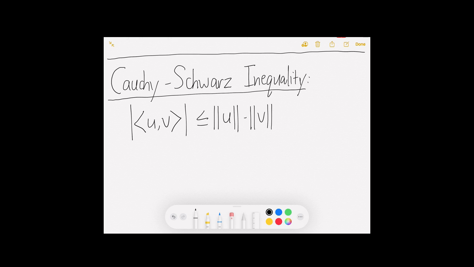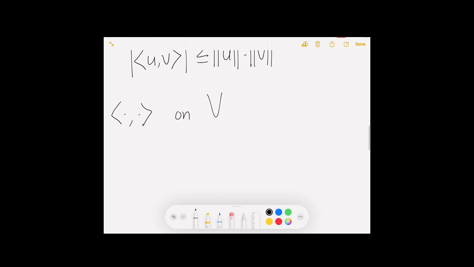An important consequence of this would be, let's say that we have some inner product on a vector space V. And for the purposes of this video, let's assume that V is either a real or complex vector space. We can actually go ahead and define a norm on V by setting the norm of v to be equal to the square root of the inner product of v with itself.